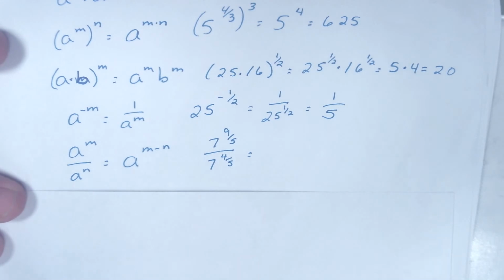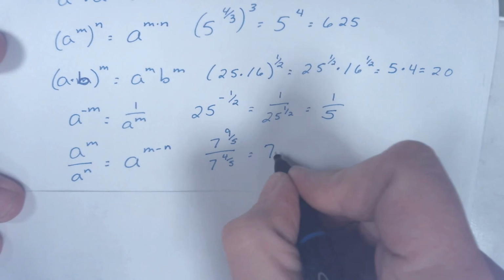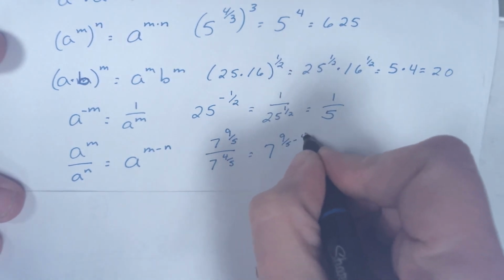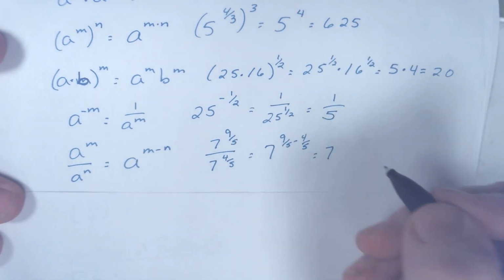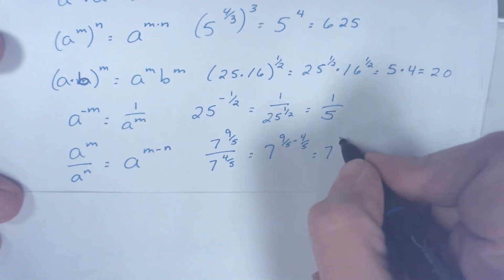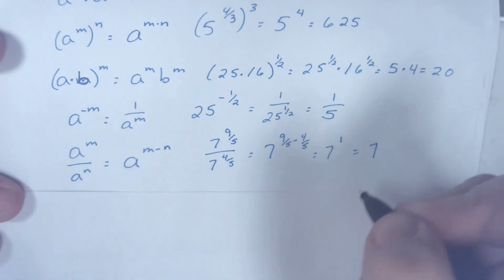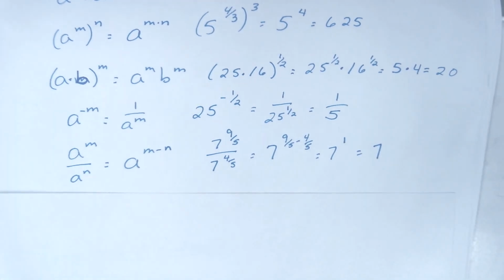Ew, ugly fractions, but since that's the same base, we can subtract. So we have 7 to the 9/5 minus 4/5. 9/5 minus 4/5 is 5/5. 5/5 is the same as 1. 7 to the first power is just 7. Okay, so that wasn't so bad.